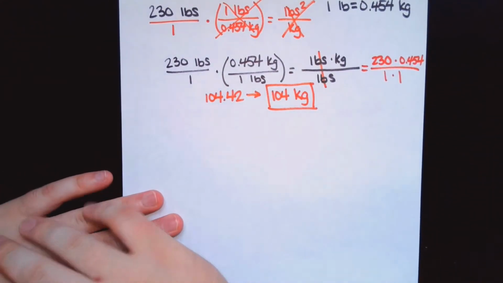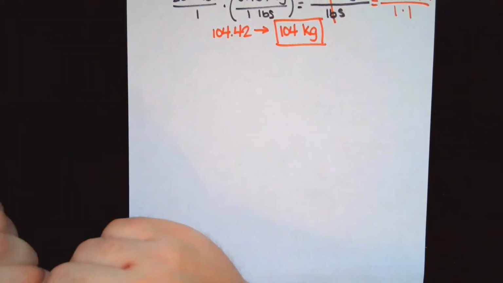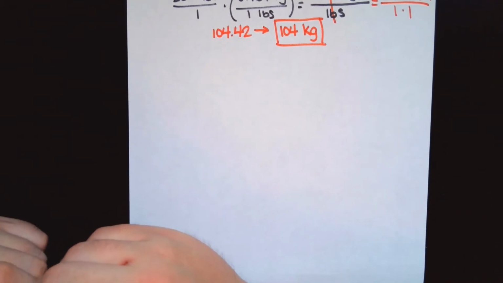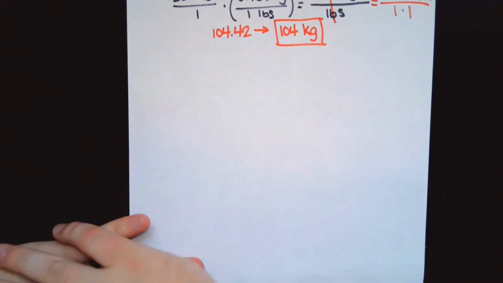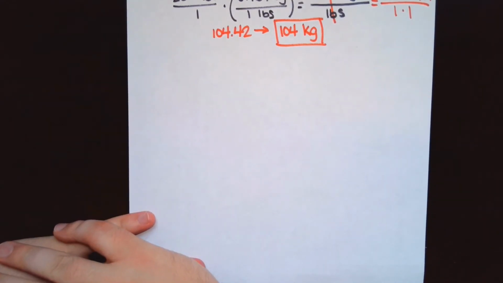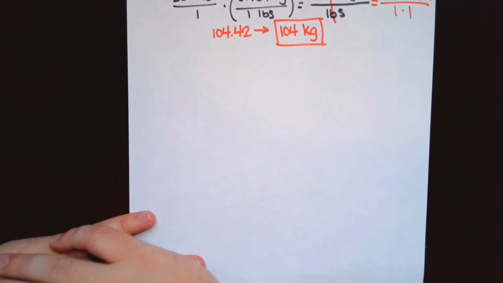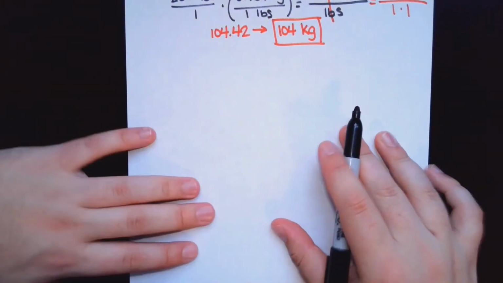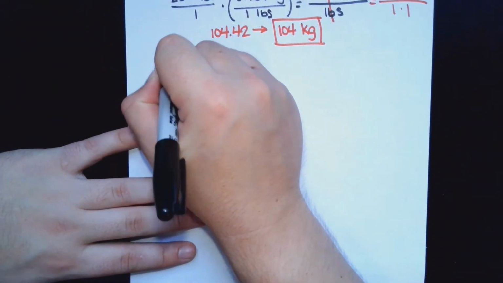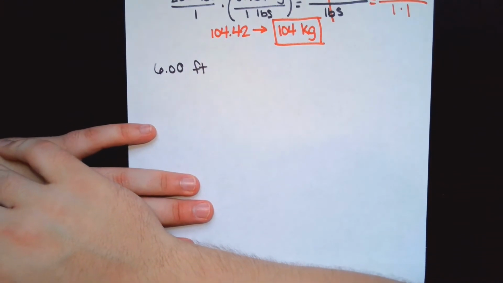Okay, let's try another one where we have multiple conversion factors. So let's say we want to know the greatest cornerback in the NFL, Tre'Davious White. He's approximately 6 feet tall. He's actually 5'11", but for the sake of this problem, we're going to use 6 feet because it's a little easier. So if I say he's 6 feet tall, and I want to know how tall that is in centimeters.